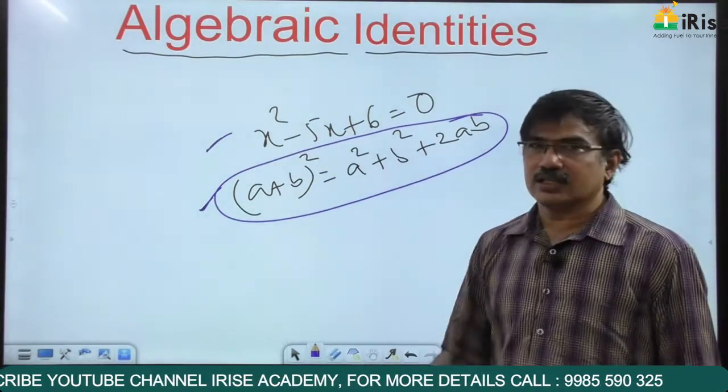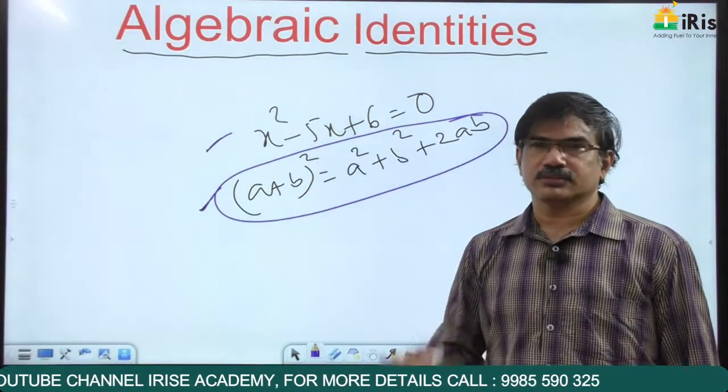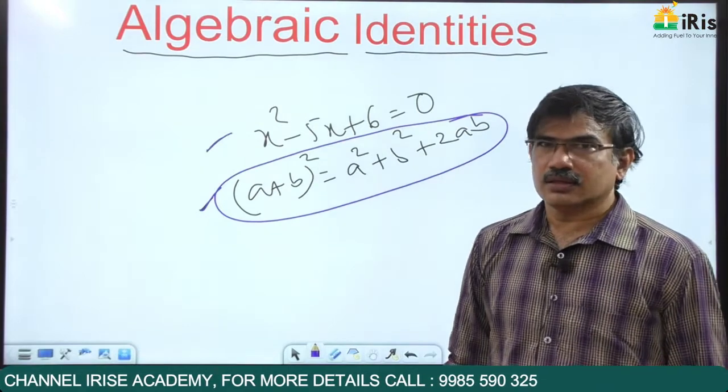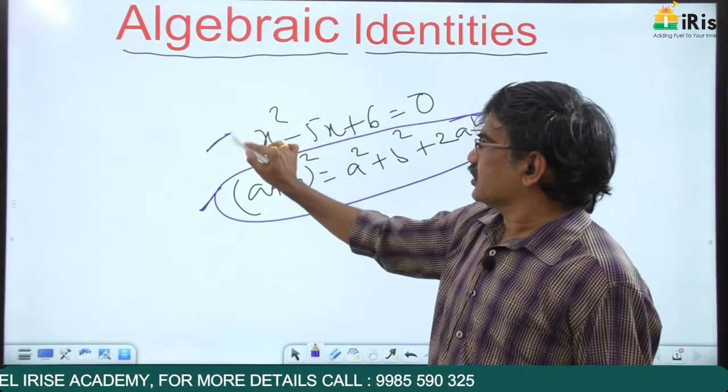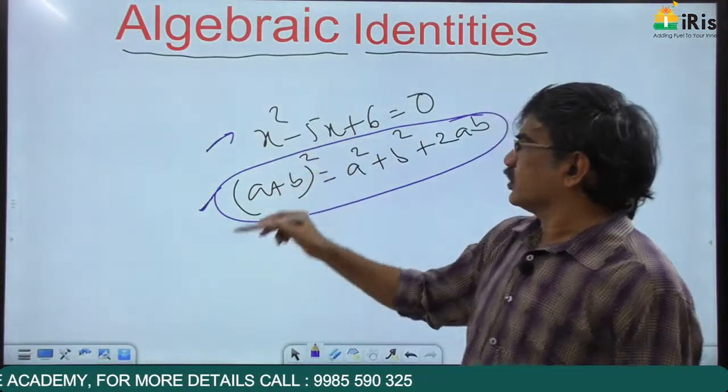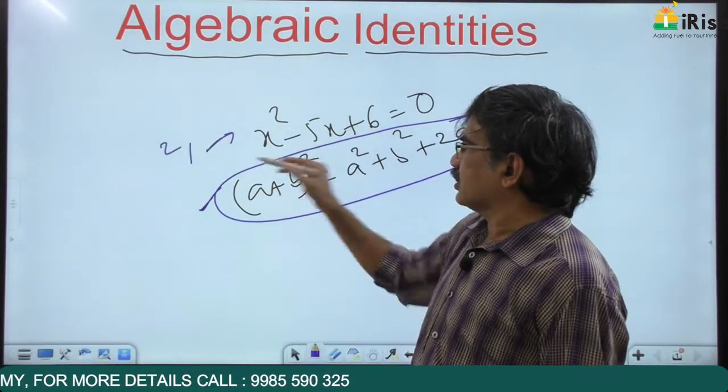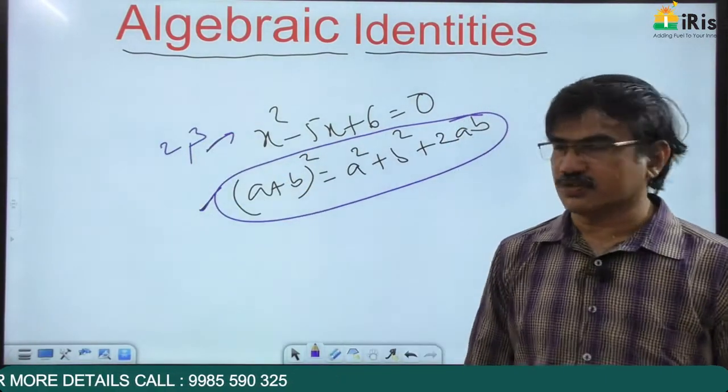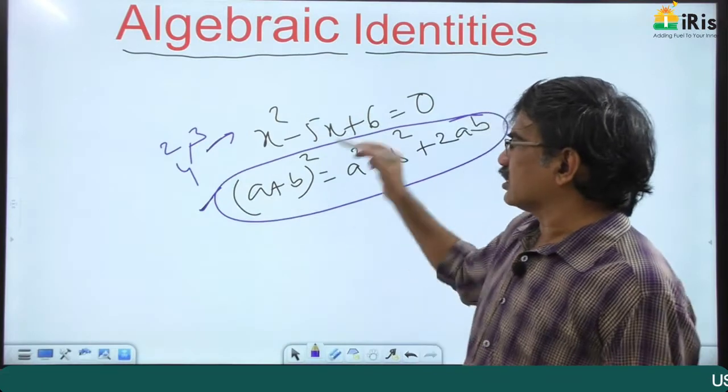This is just an algebraic equation. Here this is satisfied by only two values of x. If x is equal to 2, it is satisfied. Put x is equal to 3, it is satisfied. Put x is equal to 4, it is not satisfied.